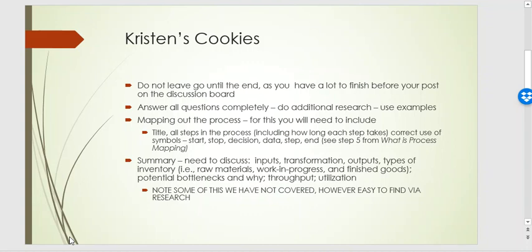Your summary will need to discuss inputs, the transformation process, outputs, and different types of inventory. Now, inventory will be a whole section a few weeks down the road, but inventory includes your raw materials, your work in progress, and your finished goods. Also discuss potential bottlenecks that you think might be there, and then explain why it's a bottleneck. What is the throughput? This is why it is important to have the amount of time recorded for each step, and then the utilization, which also comes off of that.